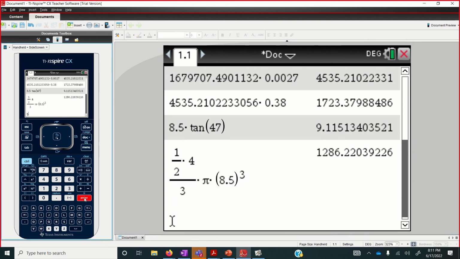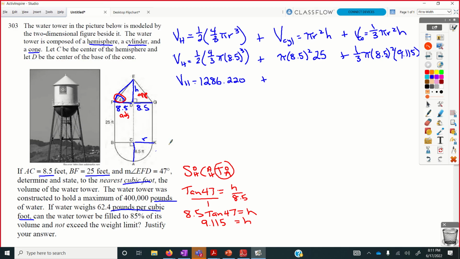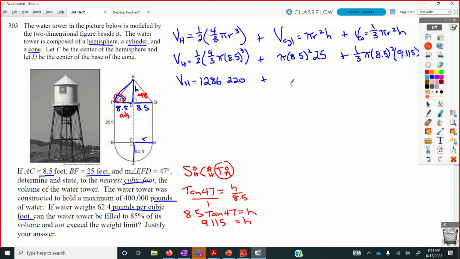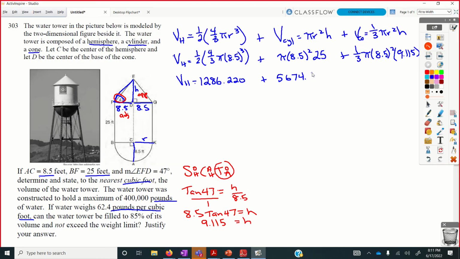Pi times 8.5 squared times 25 is the next calculation. That's 5,674. Take it to 3 decimal places, that's 0.502.